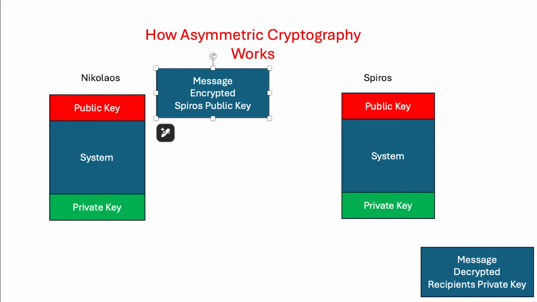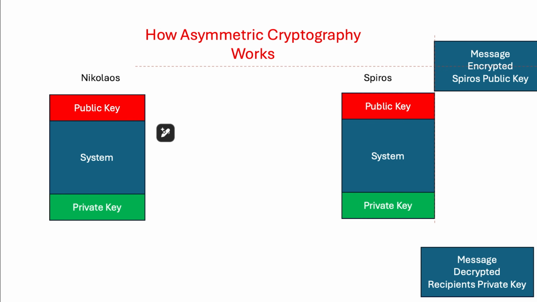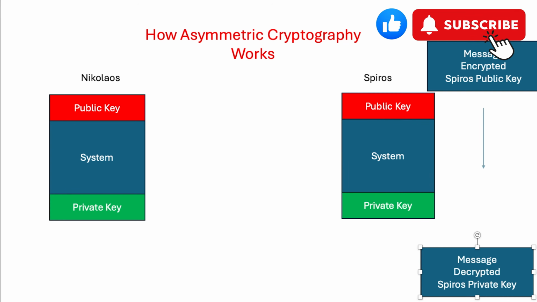Now that message will get sent across the wire, the internet, what have you. And when it gets there, the message will be decrypted with Spiros' private key. And that's how they will go from here to here.